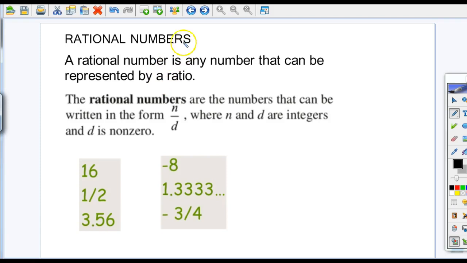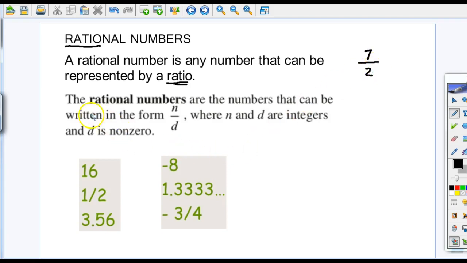Next screen. So here's our definition of rational numbers. A rational number is any number that can be represented by a ratio. And if you look at the word rational, the word ratio is right in there. From 7th grade math, we learned that a ratio can also be written as a fraction, 7 to 2, or change in x over change in y. So any number that you can write as a fraction or as a ratio is a rational number.